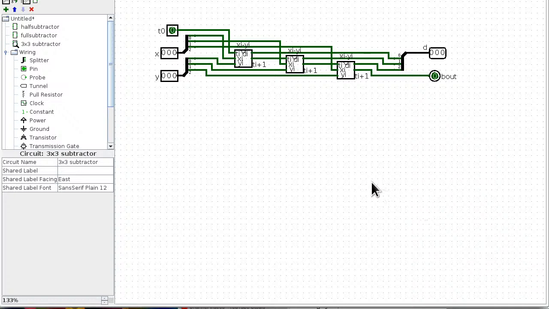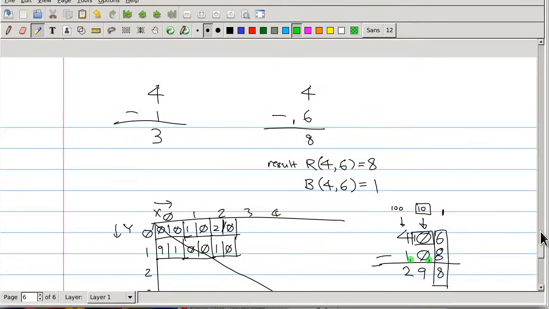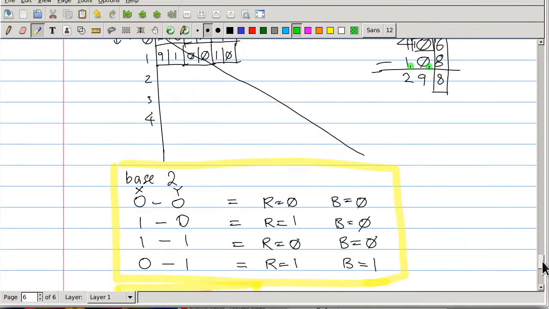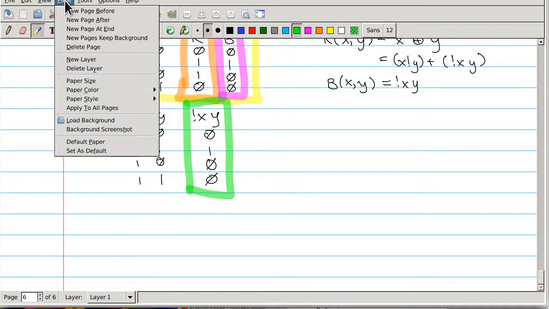We'll go ahead and give it a try, okay? But before we do that, we want to do it by hand first, okay? So we'll go ahead and do some multi-digit binary subtraction by hand first. So let's open up a new page, and then we'll do some subtraction over here. All right, so let's check out this particular subtraction.